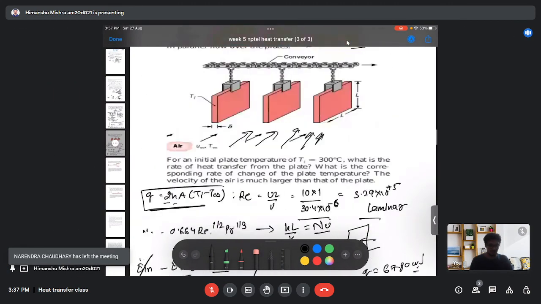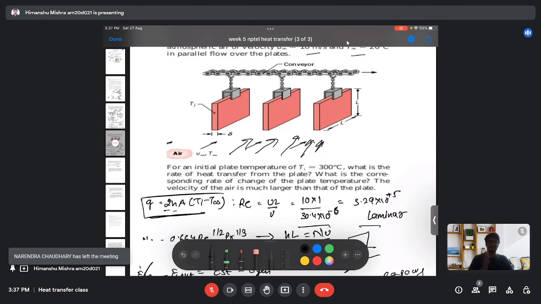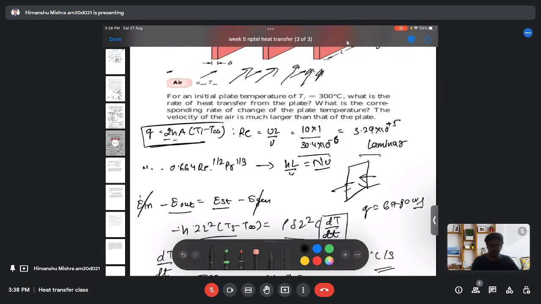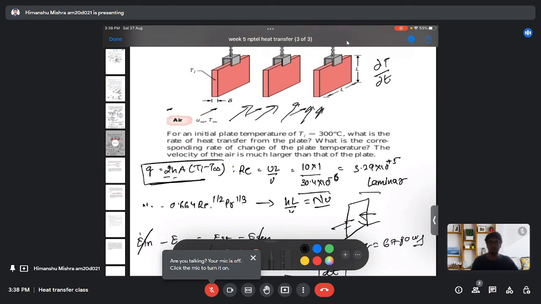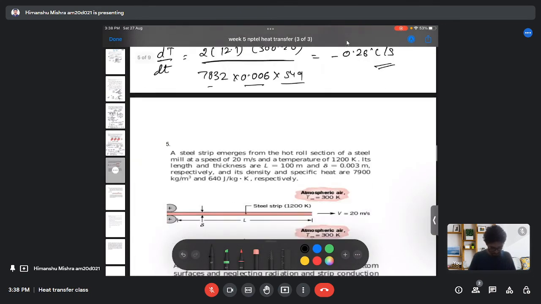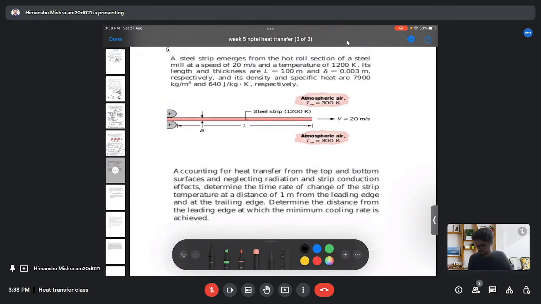So in this question, there is a flow, and there are steel slabs which are hanging, and we need to find the heat transfer and the rate of change of temperature with time. To find the heat transfer, we use Newton's law of cooling. We first found the heat transfer coefficient by using the Nusselt number correlation, and then to find the temperature variation with time, we just use the energy balance. So let's move to a different question.